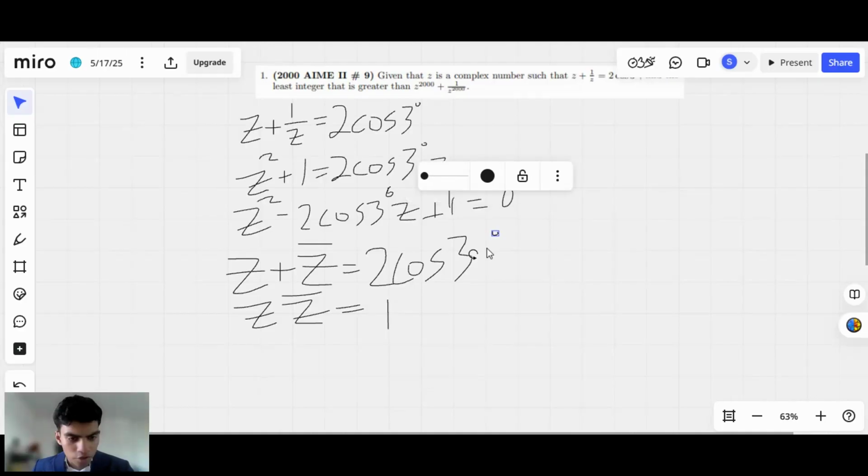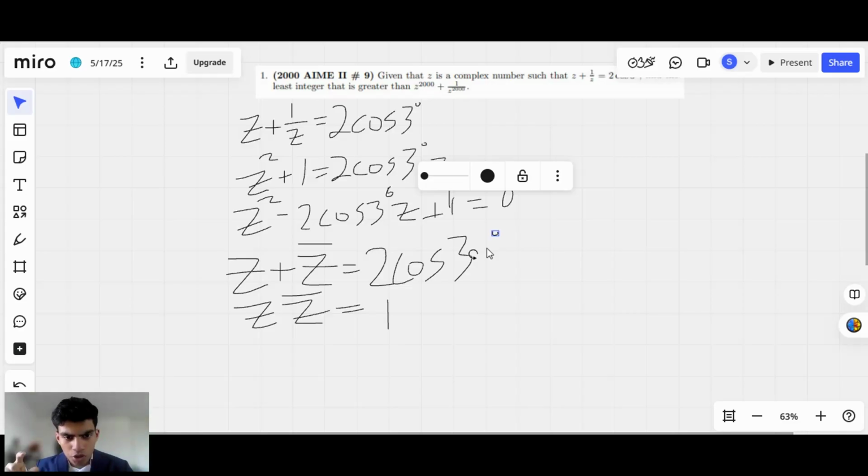Well, what can we do with this information? We have the sum of the two possible values, and then we have the product, but we don't really know what to do from here. But let's think back to what you can do when you have a complex number z. Well, you can substitute a plus bi in for z, and then try to figure out the components of the complex number.